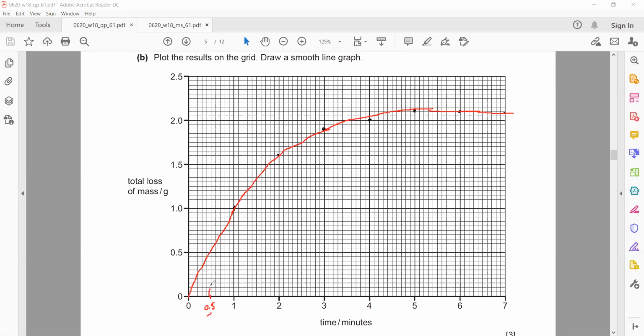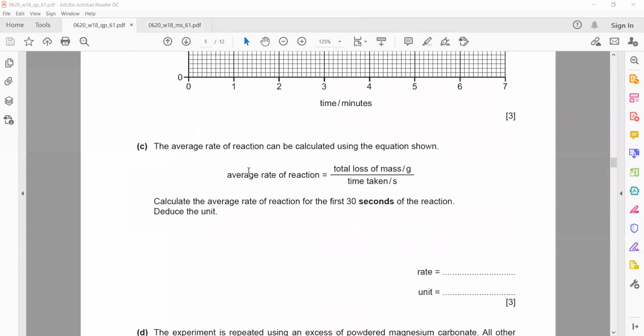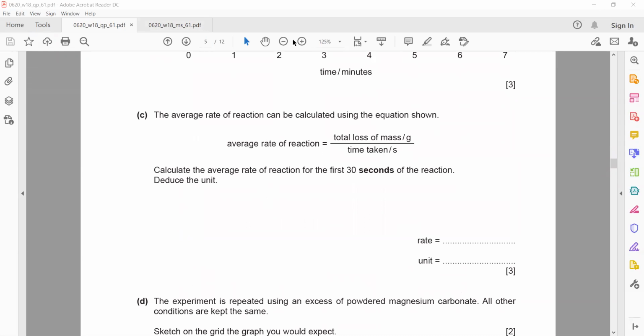So we'll find what is the mass. So mass is 0.5 and the time is also 0.5. So 0.5 divided by 0.5, that's equal to 1. So rate is equal to 1 and the unit, because the unit of mass is gram and the unit of time is second, so it will be gram per second.